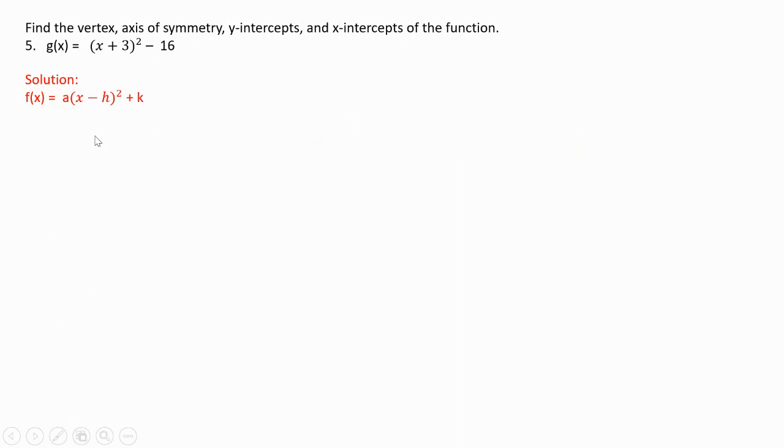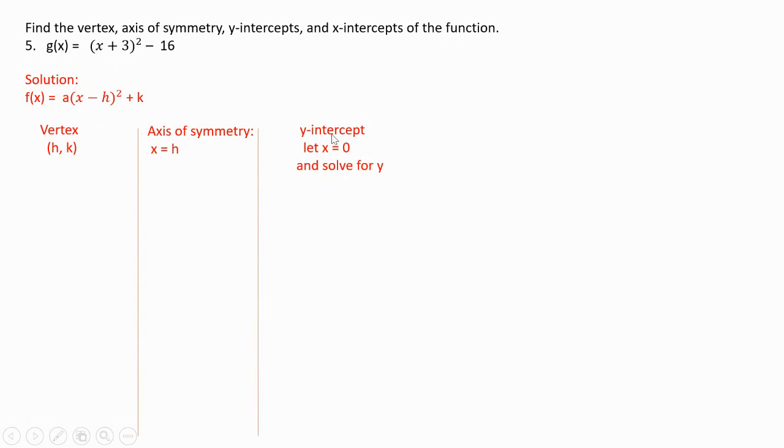there's two things that are visual, which is my vertex. My vertex is just (h, k). And also my axis of symmetry will be the x part of the vertex, which would be x equals h. Now for the y-intercept and the x-intercept, you're going to have to work them out. Okay, but this is how you do it. To find the y-intercept, you let x equal 0 and solve for y. And to find the x-intercepts, you let y equal 0 and solve for x. Okay, so let's execute.